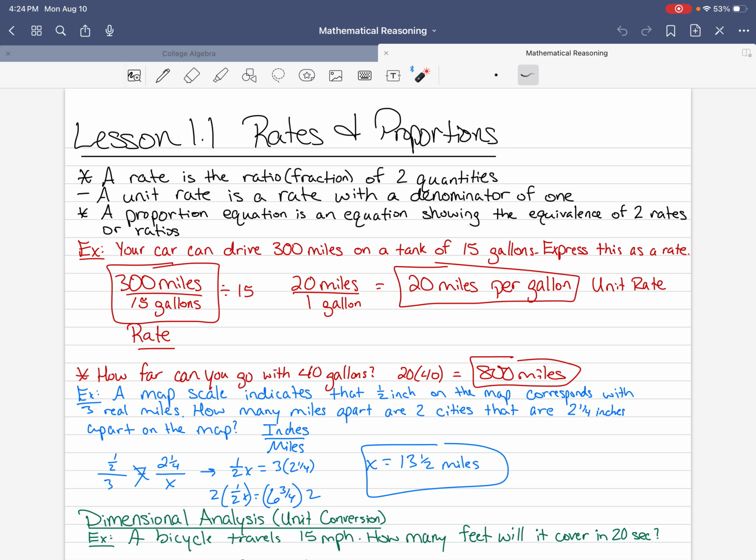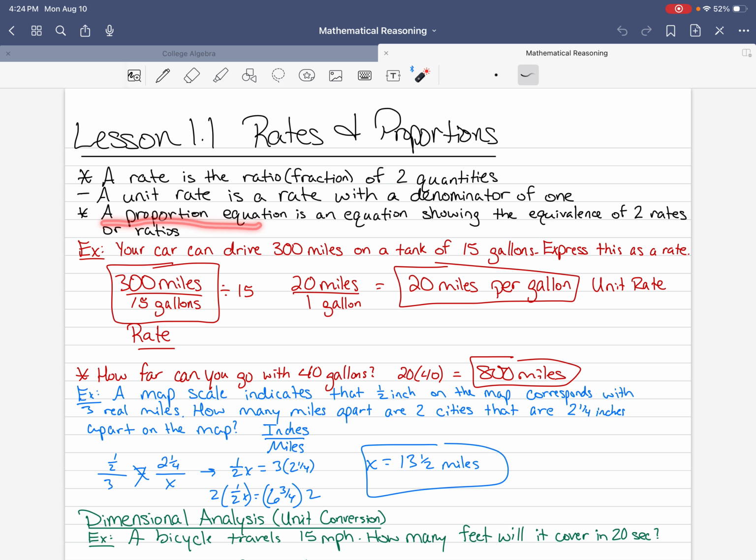So first off, we have a definition here. A rate is the ratio, also known as a fraction, of two quantities. A unit rate is a rate with a denominator of 1. So a rate may be, we may say, for every 2 miles we use half a gallon of gas. But a unit rate is going to tell us, for denominator 1, how many miles we can go on a single gallon of gas.